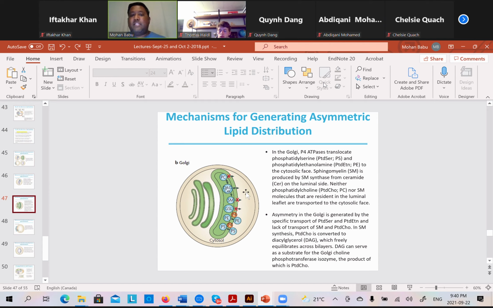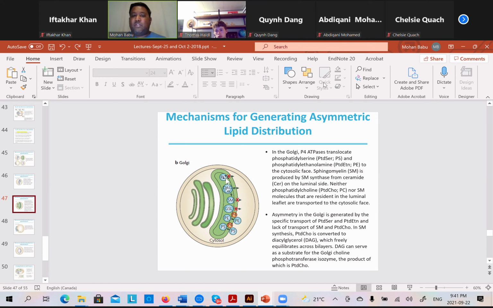So if you look at this one, here is what it says. Asymmetry in the Golgi is generated by the specific transport of phosphatidylserine and phosphatidylethanolamine and the lack of transport of sphingomyelin and phosphatidylcholine. Okay, so basically what it means is that the phosphatidylcholine is converted to the diacylglycerol. So the PC is the phosphatidylcholine. Okay, the phosphatidylcholine is converted to the diacylglycerol.